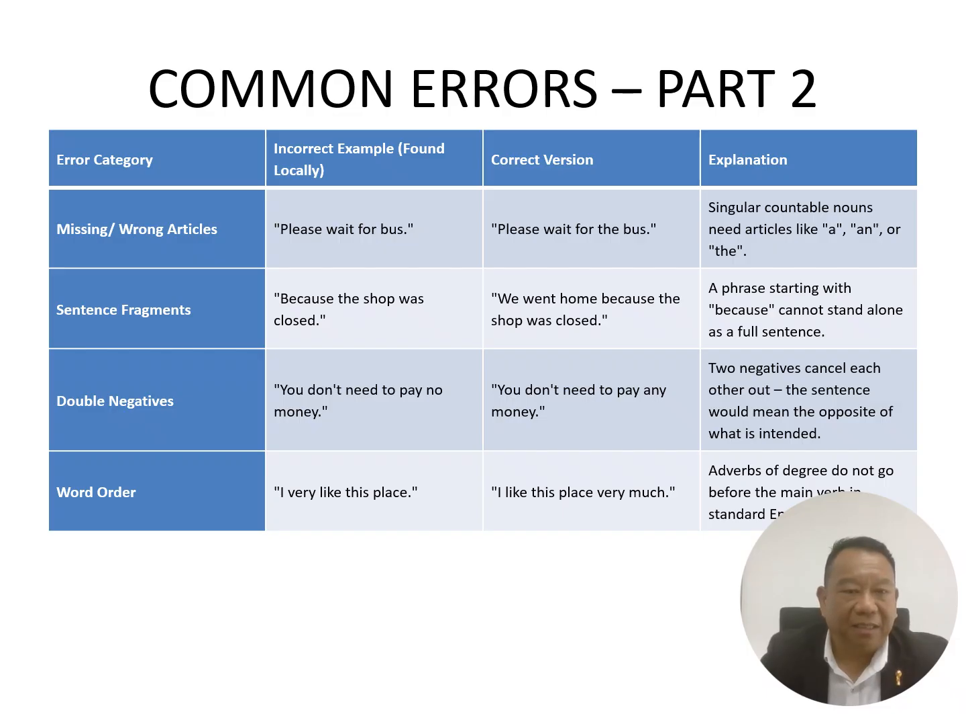So the next one is double negatives. "You don't need to pay no money." The correct version is "You don't need to pay any money." Two negatives cancel each other out, so the sentence would mean the opposite of what was intended. The next one is word order. "I very like this place." The correct version is "I like this place very much." Adverbs of degree do not go before the main verb.